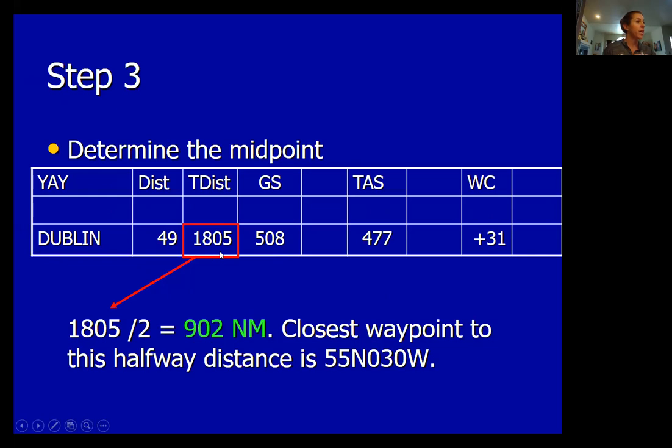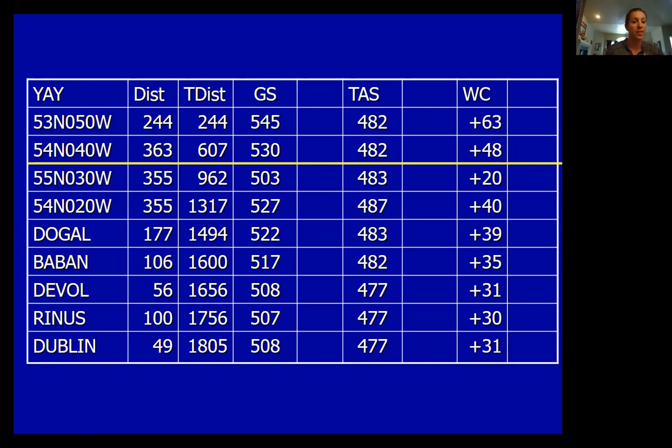You get the total distance 1805, you just divide by 2, and 902 is our nautical mile, where we think between whatever legs 902 falls, that's where our ETP will probably be. So the halfway distance, hey, look at that. It doesn't fall perfectly, does it? Halfway distance, because it's so far from Yea to 53 north, 50 west, right here, 244. And each leg subsequent to that is pretty short, right?